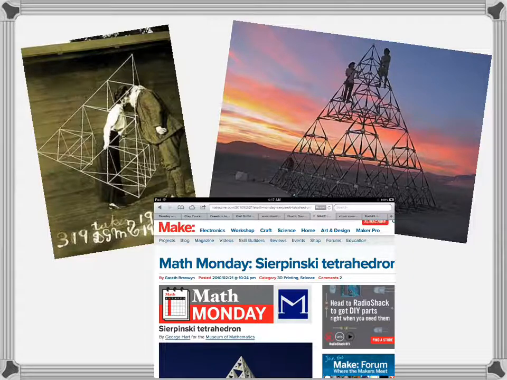Then also there's lots of things online. Here's something out of the Make Online magazine. This article here, which is on the Sierpinski tetrahedron, was written by George Hart, who happens to be Vi Hart's father, who was a very renowned mathematician in his own right. He has done lots and is very involved in the MoMath Museum back in New York, and you should look that up online. It's got a lot of fascinating things as well.